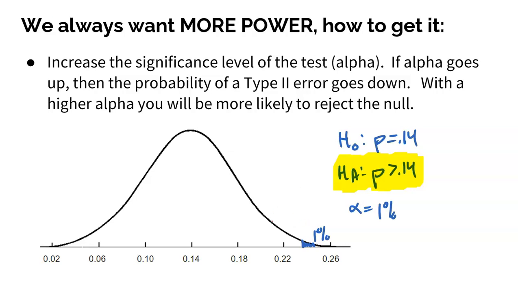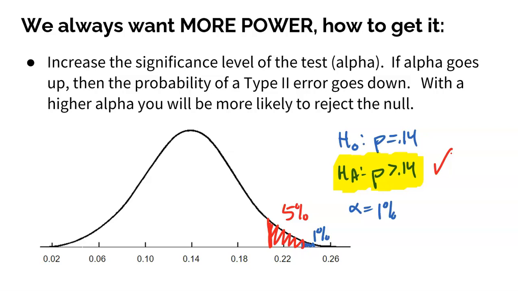But if I increase my alpha to, let's say, 5%, that would be, let's say, somewhere right around here maybe. Okay? So that means now I just made the probability of me rejecting the null higher, because now I have a 5% chance of getting one of those really, really high samples that's going to show me that the truth is clearly more than 14%. So if I want more power, increase your level of significance.